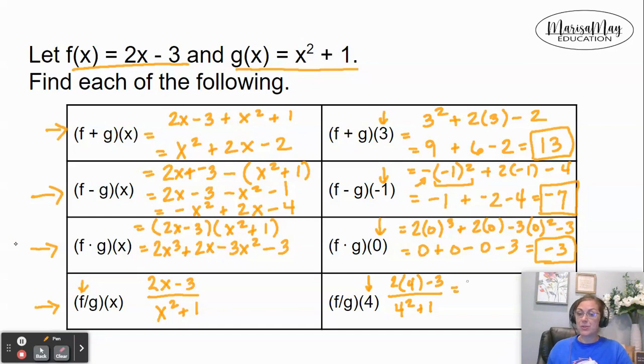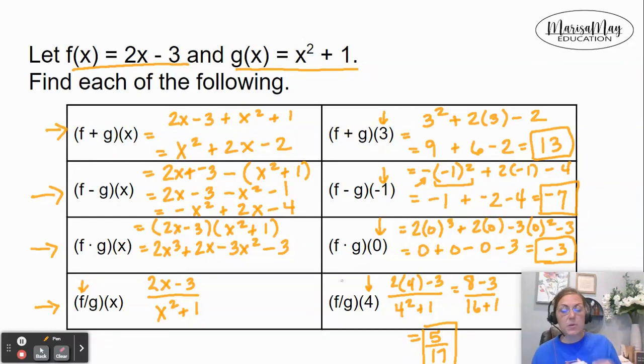So on top, I've got 2 times 4 is 8. 8 minus 3. On the bottom, 4 to the second is 16. 16 plus 1. And that one I look like I'm going to get 5 divided by 17. 5/17 is my answer there.